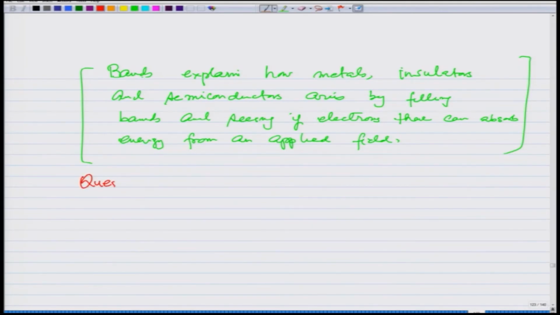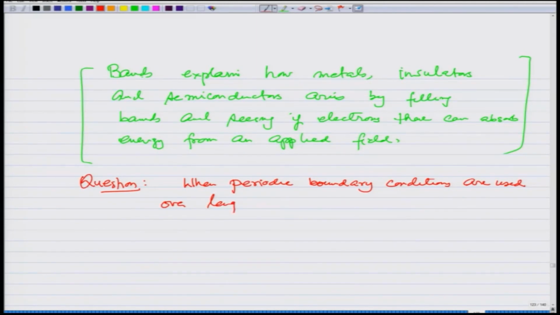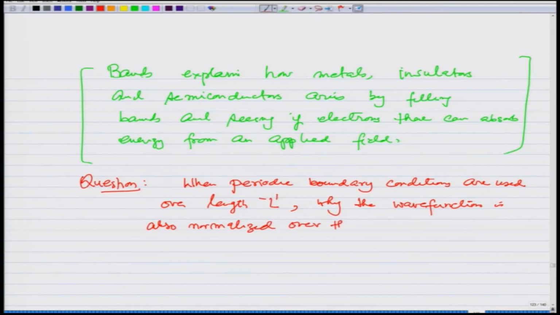One question that often arises, whose answer I am going to give now, is when periodic boundary conditions are used over length L, why the wave function is also normalized over the same distance L. We did this for metals, we did this for semiconductors just now, and this question is important because filling of bands, how many electrons can be taken, depends on precisely over what length I am normalizing the wave function.